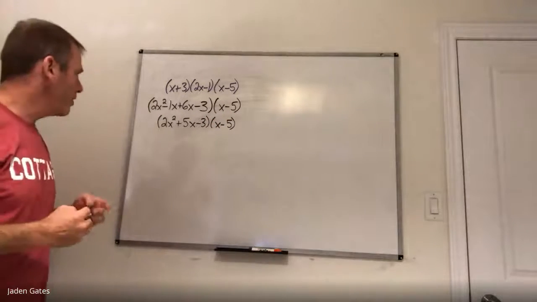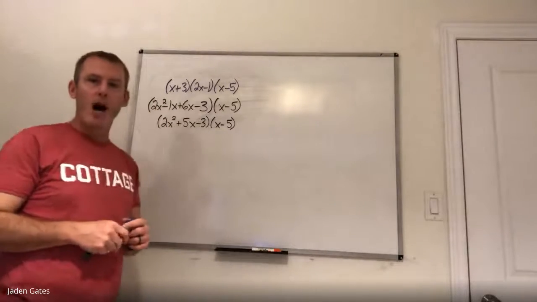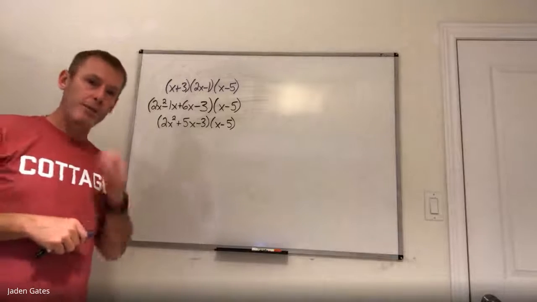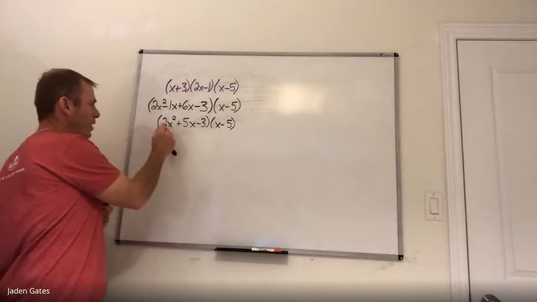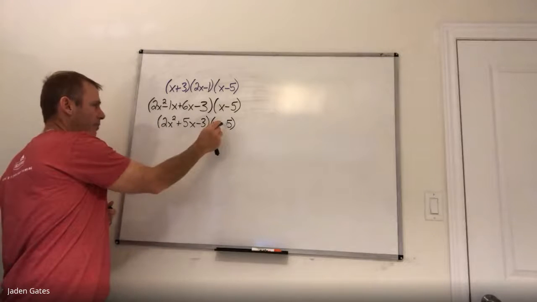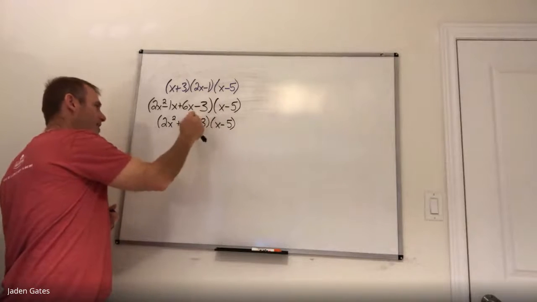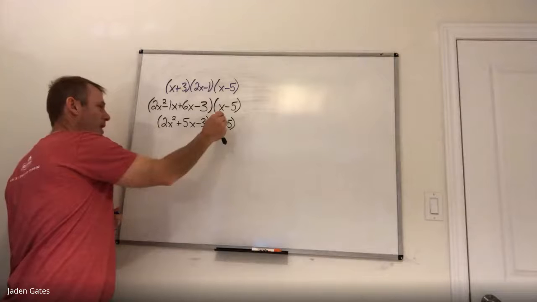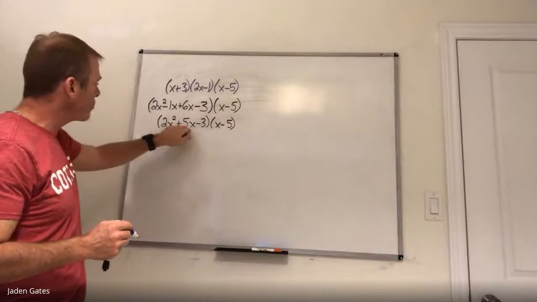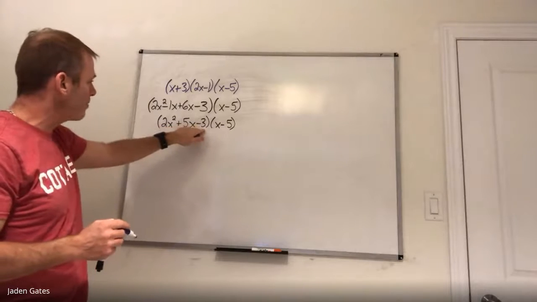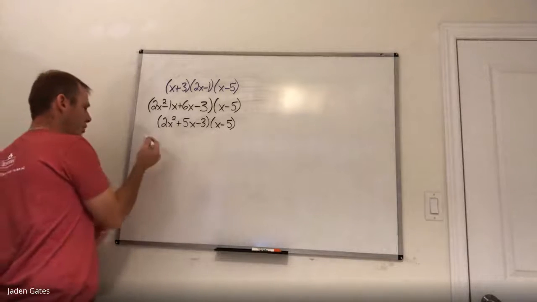Now, here's where we step it up a little bit, in that I'm going to combine FOIL and the rainbow rule at the same time. Essentially, what this is saying is I've got to take 2x squared and multiply everything in that bracket by 2x squared. I've got to take 5x and multiply everything in that bracket by 5x. And I've got to take this minus 3 and multiply everything in that bracket by minus 3. And so I'm going to get 2 terms from multiplying 2x squared, 2 terms from multiplying 5x, and 2 terms from multiplying minus 3. Lots of terms. So in total, I'm going to get 6.